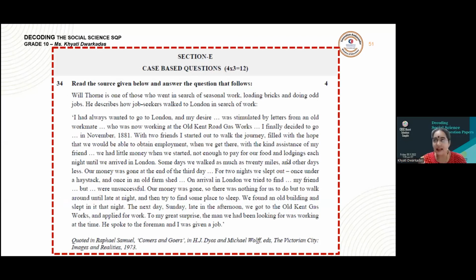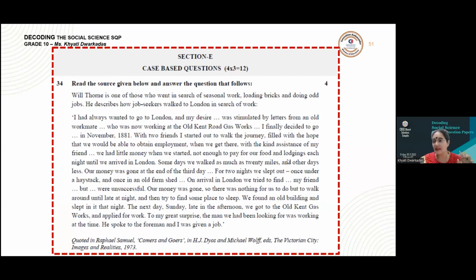Coming to section E, I will not take too much of Dr. Salam's time. Section E talks about case-based questions. And you look at the case study. Sometimes it may happen that the case study may not be a source box. It may be a part of the textbook. And there may be questions related to it.